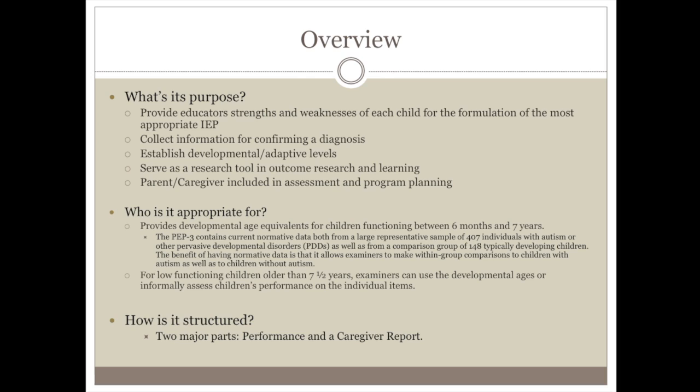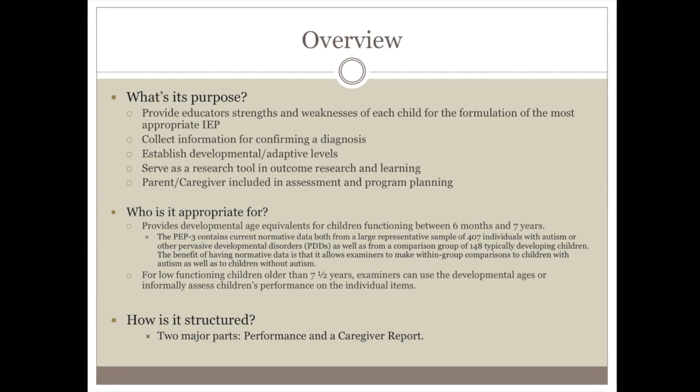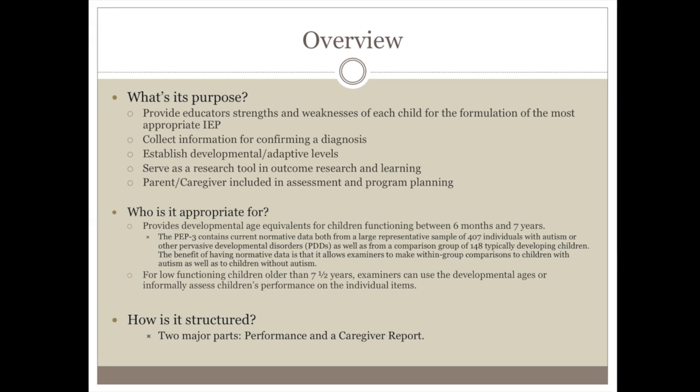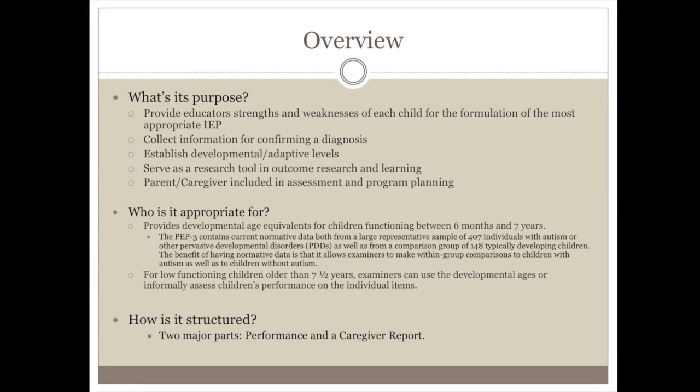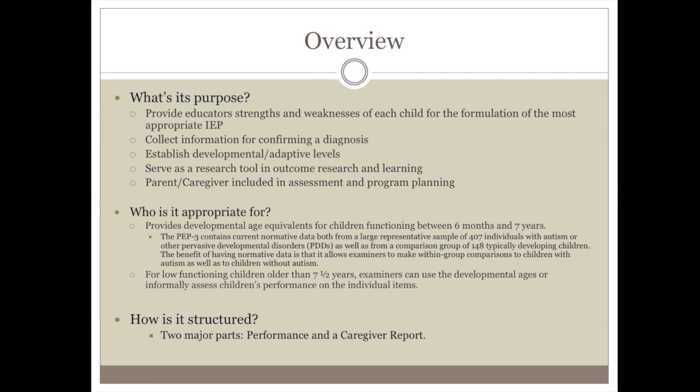The PEP 3 is used primarily to identify certain strengths and weaknesses in different developmental categories. Another important component of the PEP assessment is that it has been normed on students with autism as well as typically developing students. And so the practitioner then gets the ability to compare the student's performance not only to other students with autism, but also to typically developing students, which makes this a particularly useful assessment in confirming diagnosis as well as in program planning and monitoring.